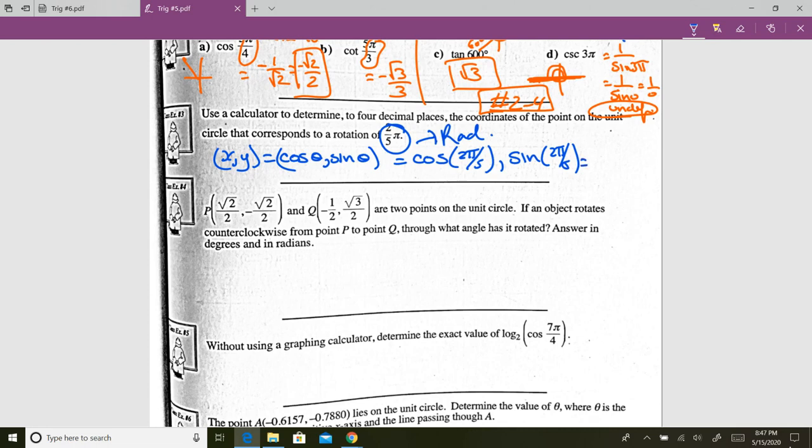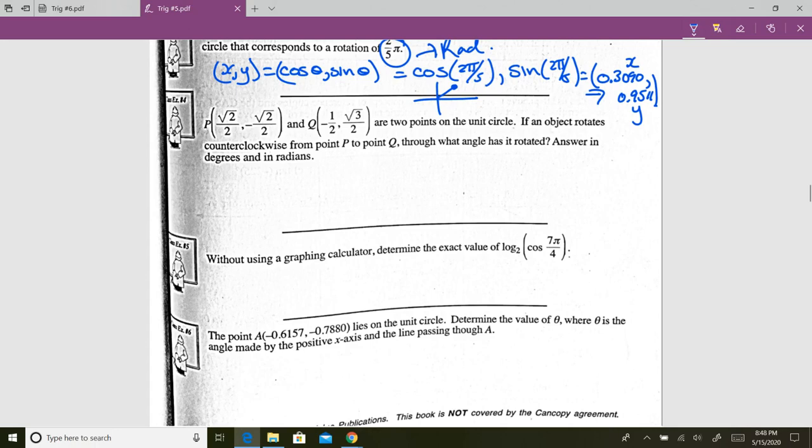And you should get 0.3090 for the cosine one. And then the sine one is 0.9551. So that means they're both positive, so you're in the first quadrant. And the coordinates at that point are those, x and y. That's your x, that's your y. Okay.